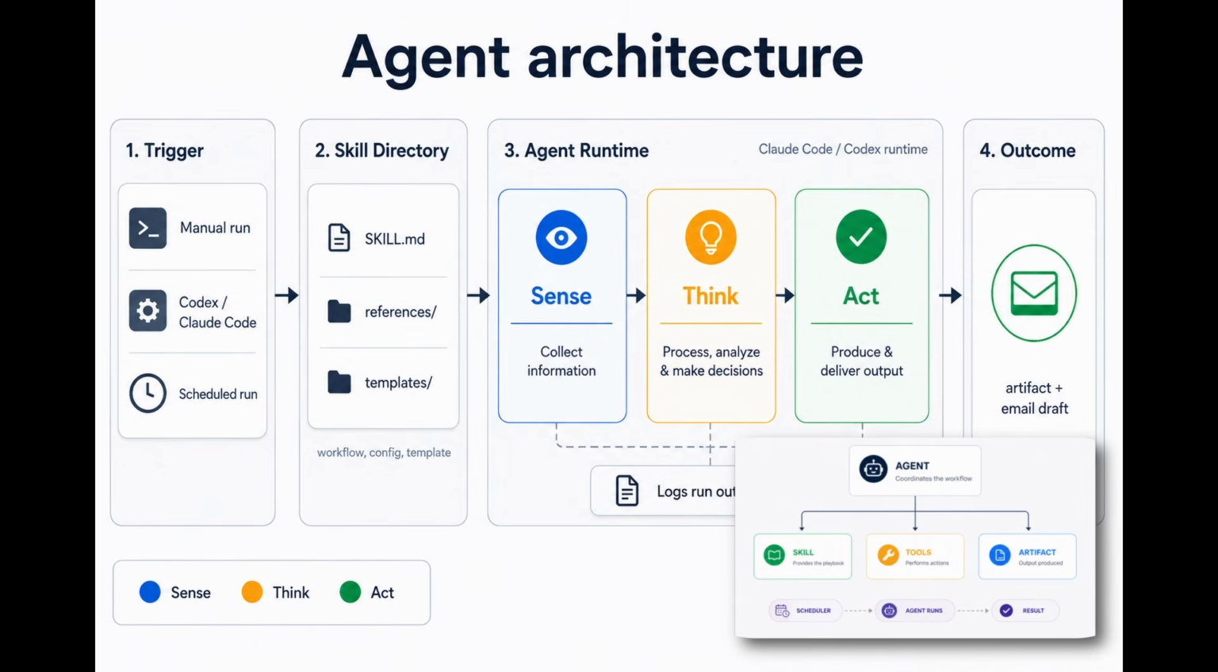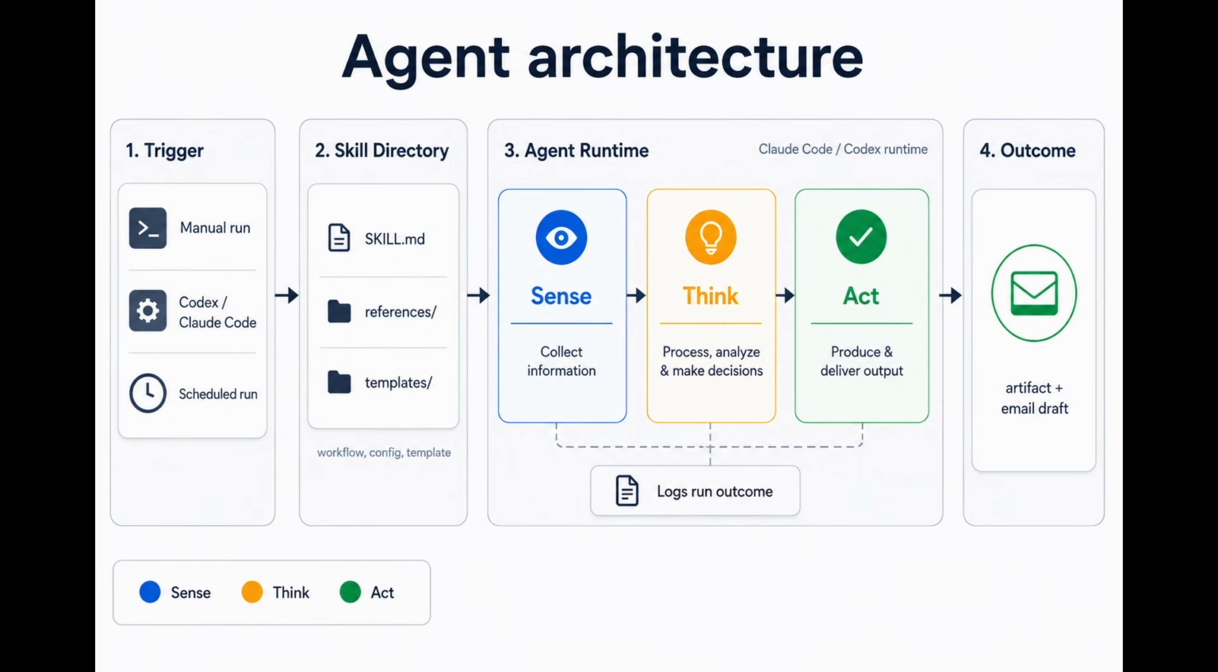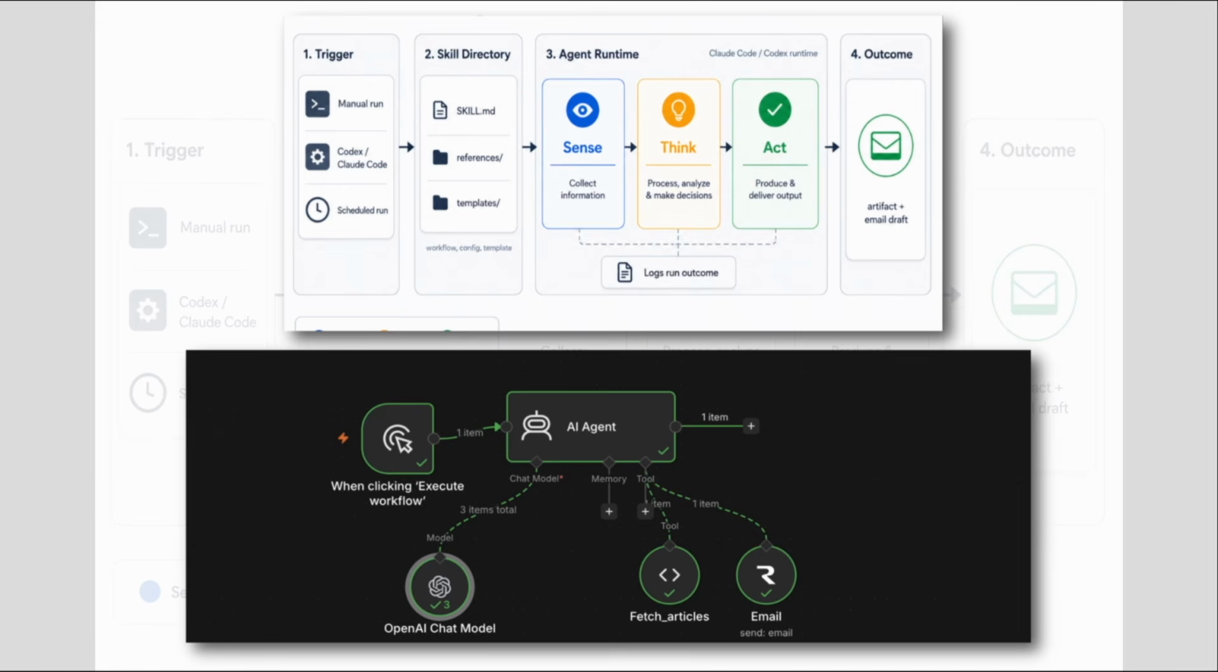Same rule as the whole series. The agent is the worker, the skill is the playbook, and the tools are the worker's hands. In n8n, those 3 things become 3 things on a canvas. The agent is the AI agent node. The playbook, what used to be our skill.md file, becomes the agent system prompt. And the tools, the hands, become tool nodes hanging off the agent.